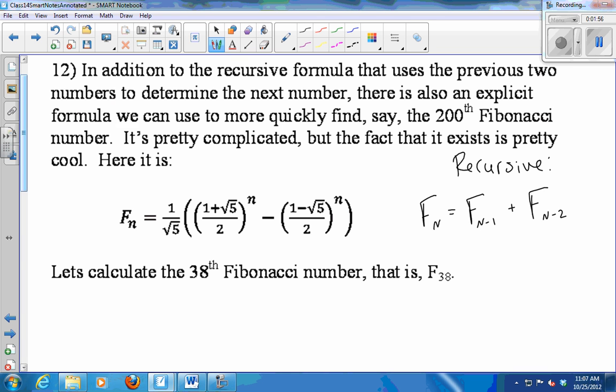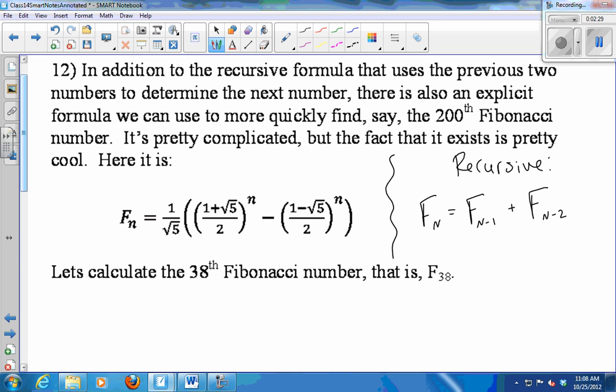But we also have an explicit formula. Remember, the difference is a recursive formula uses previous numbers in the list, and an explicit formula only uses n. So we have this crazy looking explicit formula. You might recognize 1 plus root 5 over 2, that's phi. The golden ratio is in there. You're not going to have to use this. I'm not going to make you use this to calculate Fibonacci numbers.